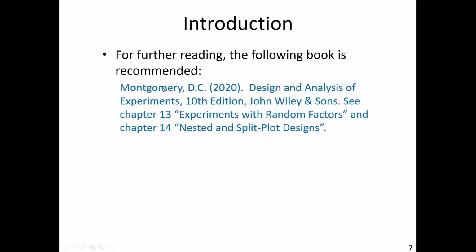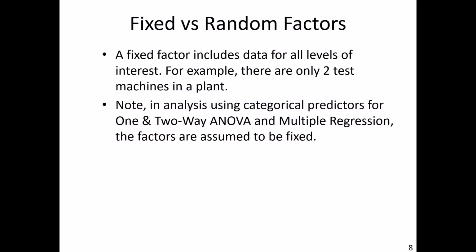In terms of recommended reading, if you have this textbook, it's chapter 13 and chapter 14 that I recommend as helpful for additional reading. So experiments with random factors, nested and split plot designs. We will not be getting into the split plot design portion, but the random factors and the nesting, this is a good resource. So fixed versus random. A fixed factor includes data for all levels of interest. So suppose you only have 2 test machines in a plant. You want to include both in the study.